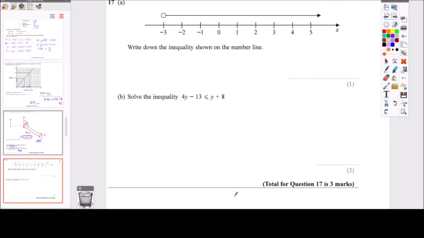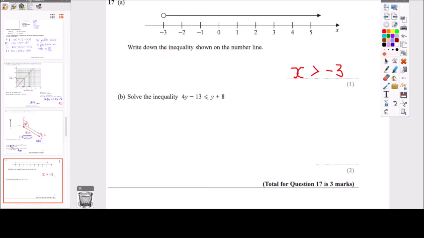Question 17. Write down the inequalities shown on this number line. Well, we can see it's all the values from -3 upwards. Now, because that is not filled in, it doesn't include -3 itself. So we want all the values where x is greater than -3. Okay, had that been a filled in circle, we'd have said x is greater than or equal to -3, but that wasn't the case here.